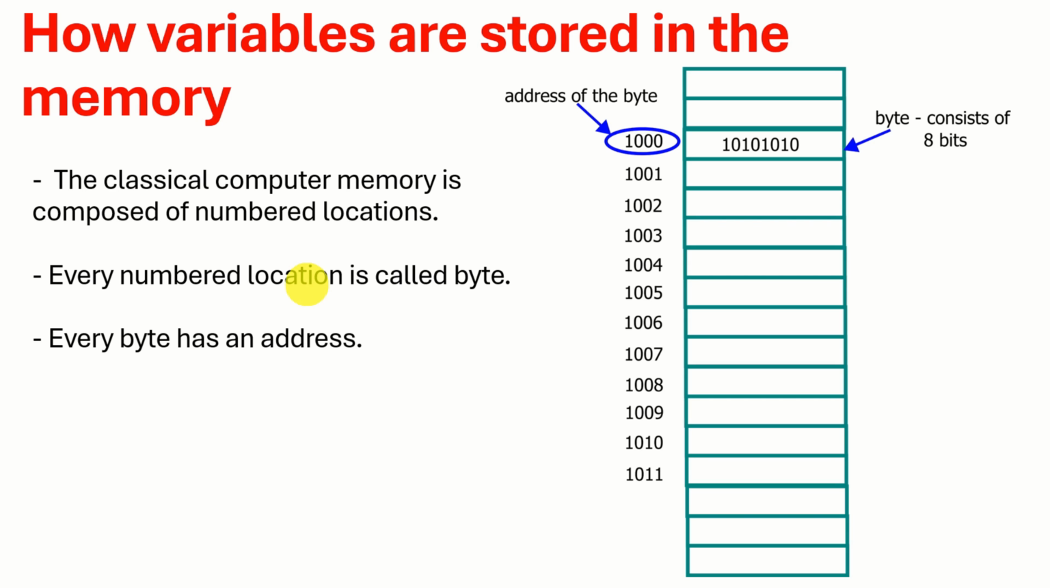Okay, let's start. First, we explain how variables are stored in the computer memory. The classical computer memory is composed of numbered locations. Every numbered location is called a byte, and every byte has an address. Here is an illustration that illustrates bytes and how variables are stored in the computer memory.